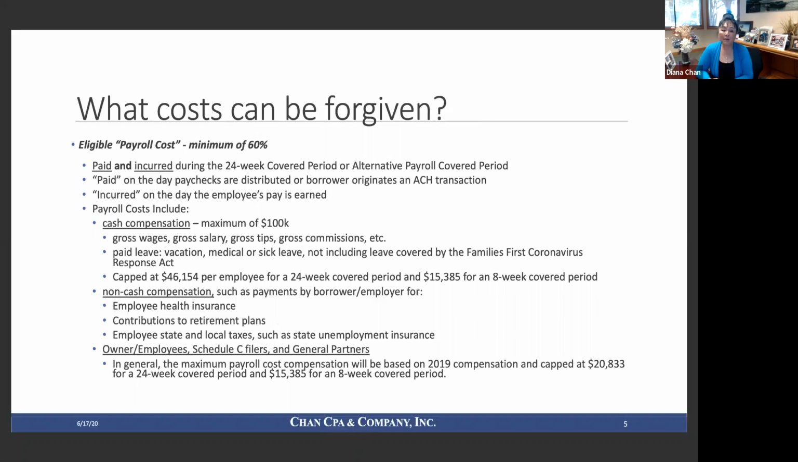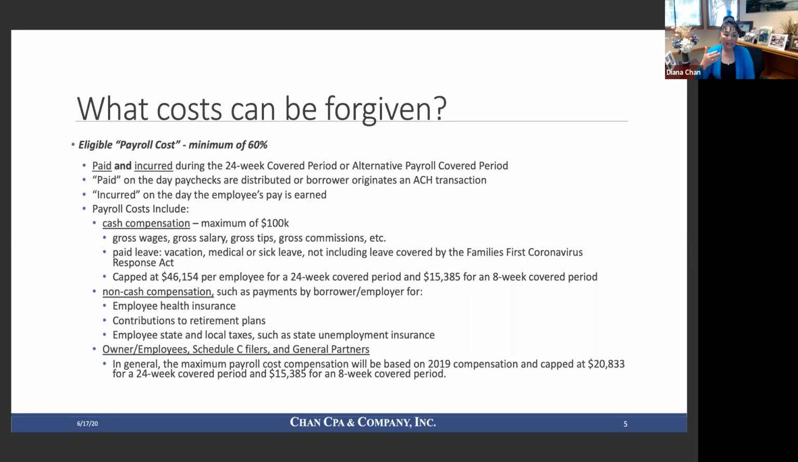Now, what we're going to be talking about is what costs can be forgiven. So this is really important because a lot of clients are asking, golly geez, I had a loan amount of say $100,000 and I'm not able to utilize payroll cost of 75%. This is another thing that got changed on June 5th, which is great. Now the eligible payroll cost is a minimum of 60%. It went down. What this means is paid and incurred during the 24-week covered period or the alternative payroll covered period.